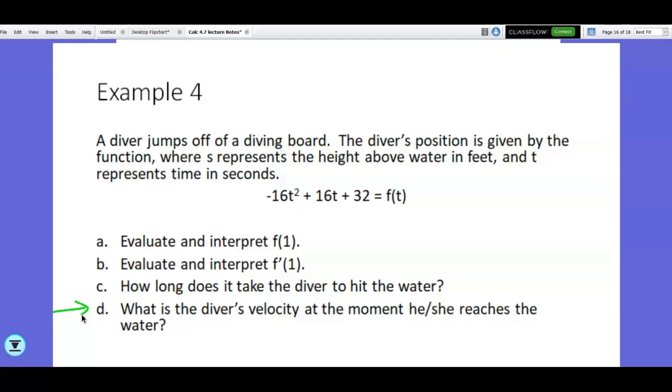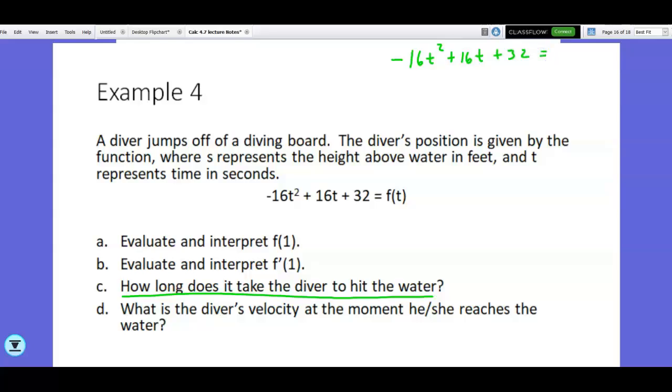So the first thing that we need to do is we need to know when they reach the water. And that's why I put part C up here. So the first thing we want to do is find out how long it takes to hit the water. And once you know what that time value is of when it hit the water, you can just plug that right into your derivative, and it will tell you what the diver's speed is or his velocity at that point. Okay? So how long does it take for the diver to hit the water? For that, you're going to take your position function. We don't know what t is, so I'm going to leave the t there, but we do know the diver's position when he hits the water.